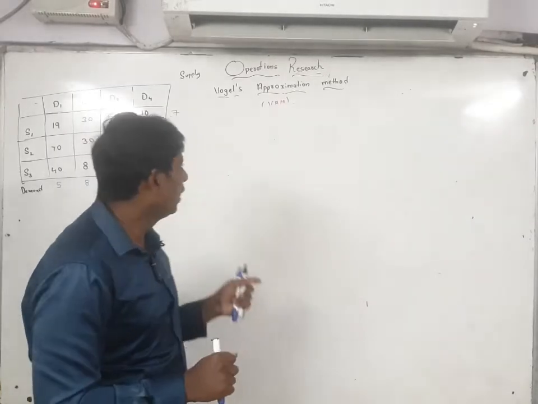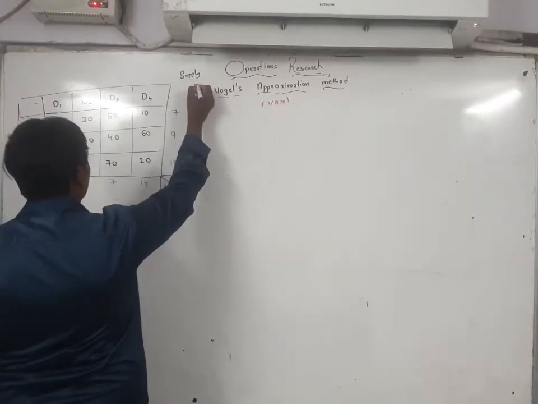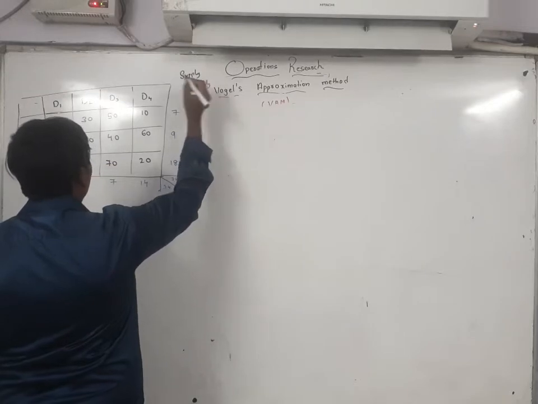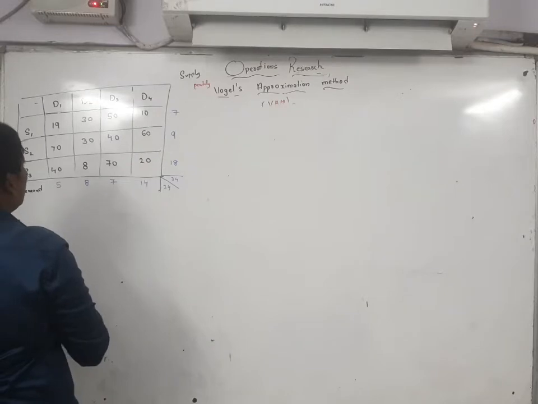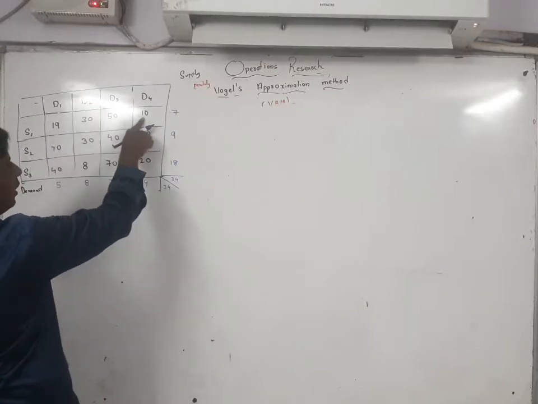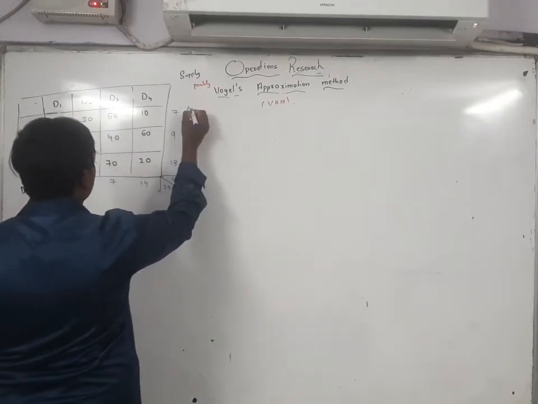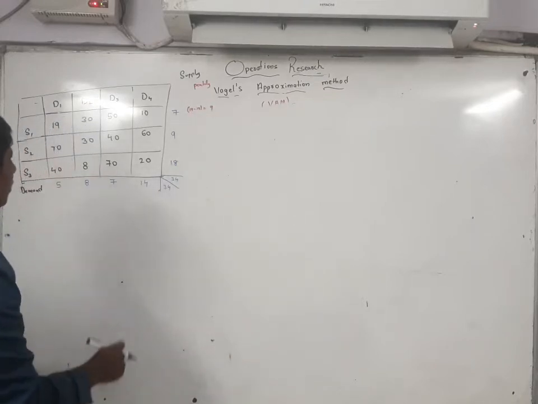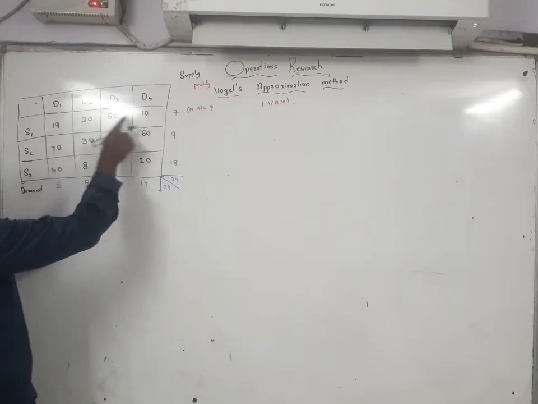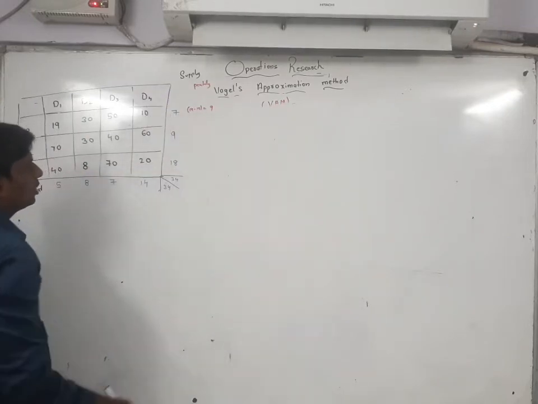First you have to copy this, then find out the penalty. For finding the penalty, you have to select the two least terms. Which are the two least terms? Here 19 is there and 10 is there. So 19 minus 10, you can write highest term minus lowest term. Highest term is 19, lowest term is 10. How much is it? 9.